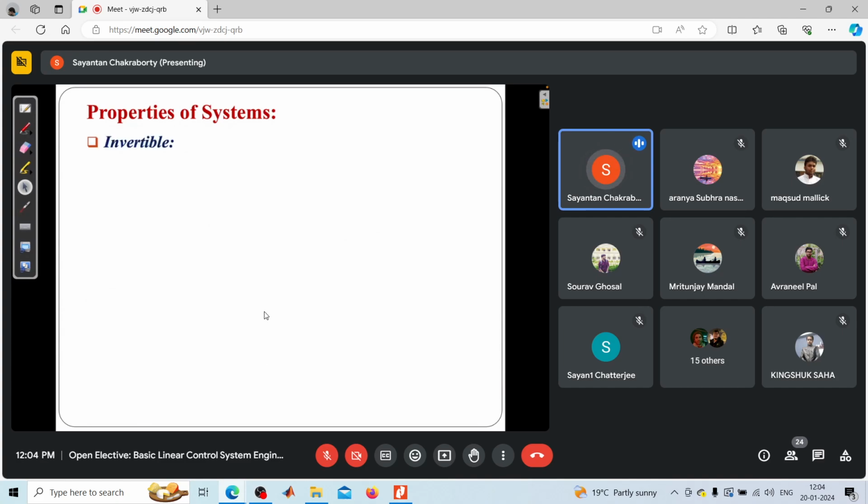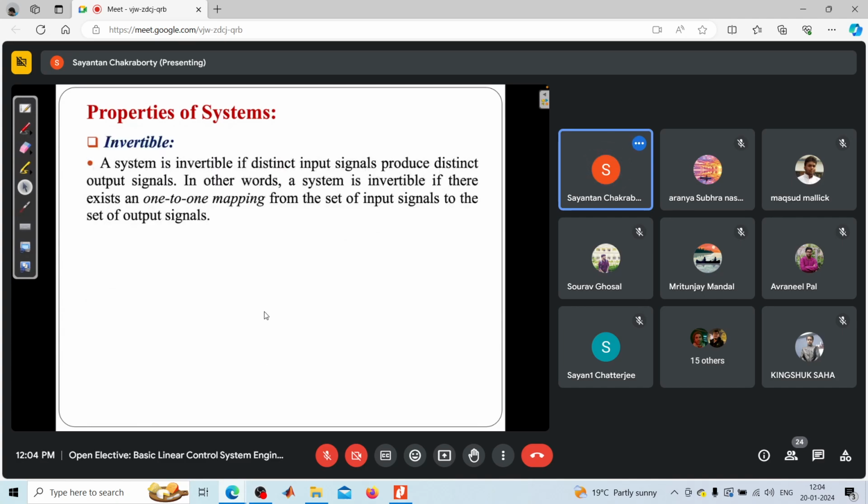Now invertible. We call a system invertible if every distinct input produces a distinct output. In a sense, there is a one-to-one correspondence or one-to-one mapping between the set of input signals and the set of output signals. That is, given the input we can find the output, and vice versa. If we know the output, we can find the input following the mathematical description of the system.